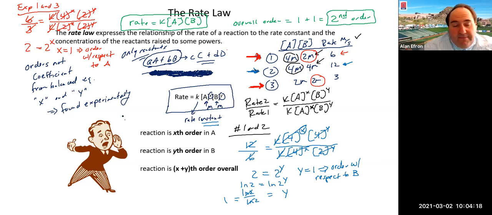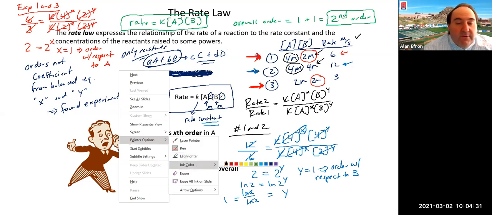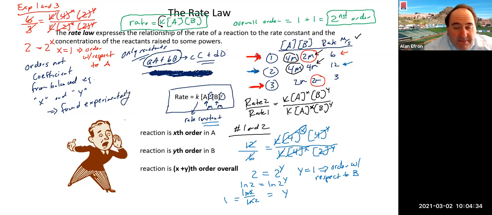Now that I've got the completed rate law with the orders, and I've figured out the overall order is second order for the reaction, I can actually use my rate law and come up with the value of K. We can use this information to figure out the actual numerical value of K. We would rearrange our rate law and solve for K. So K in our case would equal the rate divided by the concentration of A to the first power and the concentration of B to the first power.